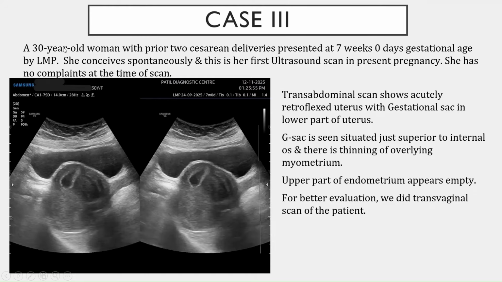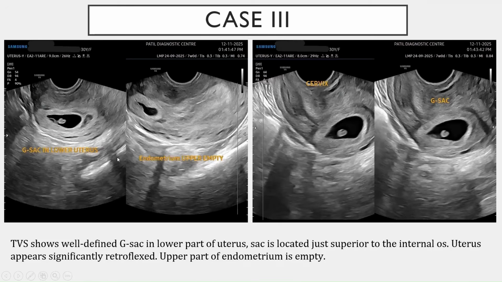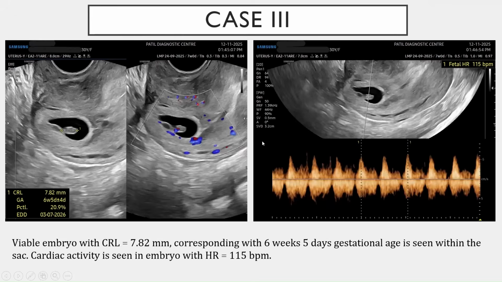She is a 30-year-old woman with 2 previous cesarean deliveries, who came at 7 weeks 0 days gestational age by LMP. On transabdominal scan, the uterus is seen significantly retroflexed. GSAC is seen in the lower part of the uterus just superior to the internal os. Then we did the TVS. On TVS, a well-defined GSAC is seen in the lower part of the uterus. The upper endometrium appears empty. GSAC is located just superior to the cervix.